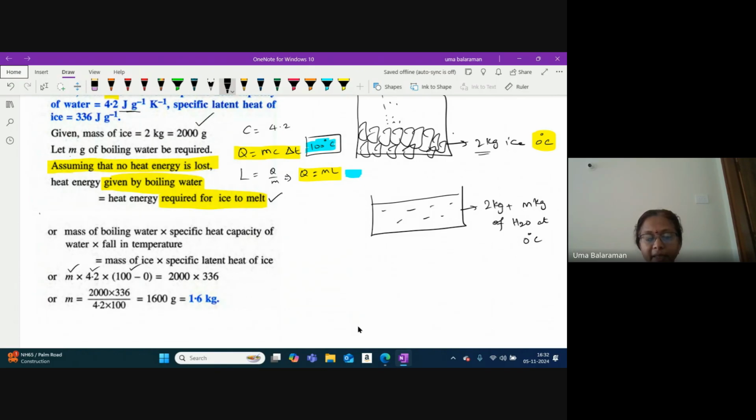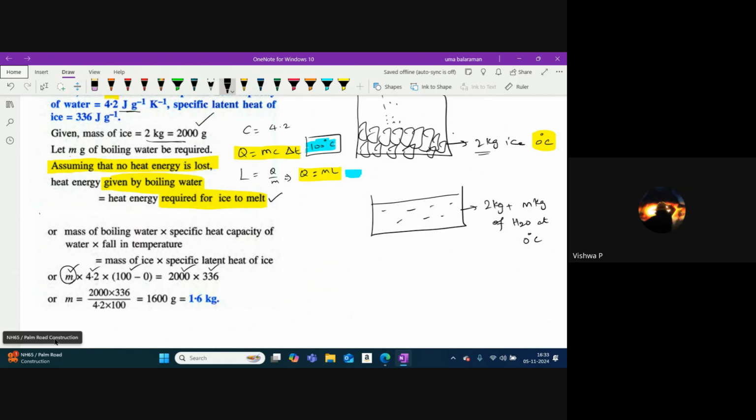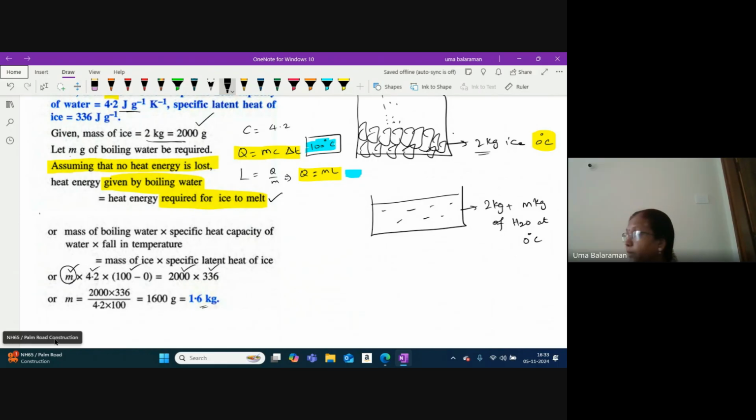MC delta T is equal to M into L. They gave 2 kg of ice cube. So you can find how much boiling water is present initially, or how much boiling water we are adding. Are you getting 1.56 kg?